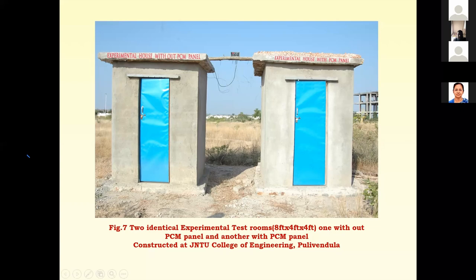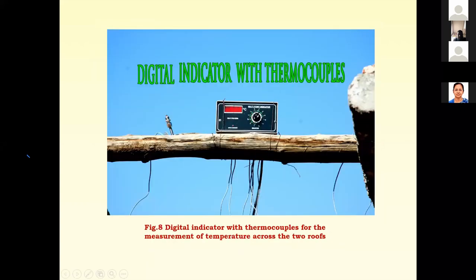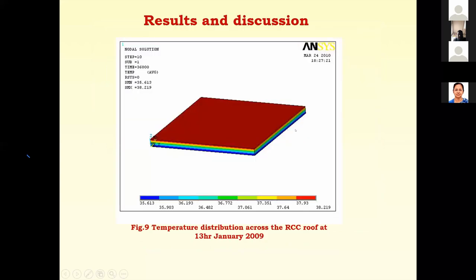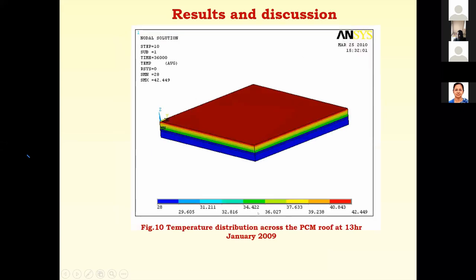Okay. There are some measuring devices, digital indicators with thermocouples, which are connected at different places of the PCM integrated roof to measure the temperatures throughout the day. Then these are the simulation results in ANSYS. You can see for the ordinary RCC roof, 38.29 degrees centigrade. Okay, this is the temperature. Now, if you look at the PCM roof temperature, it is still higher than the RCC roof, 42.449 on the top.